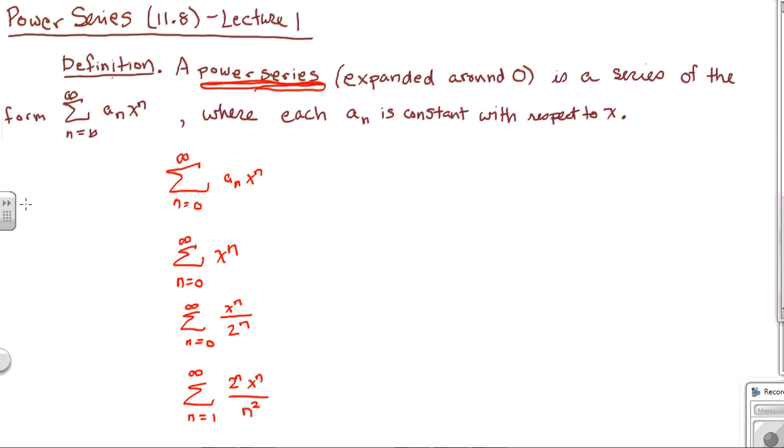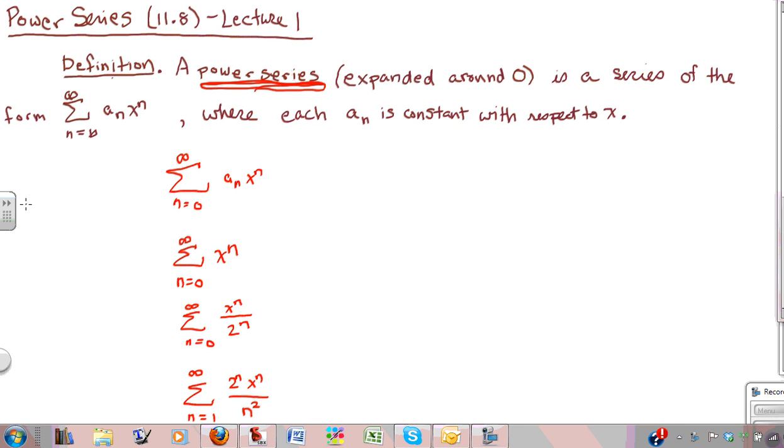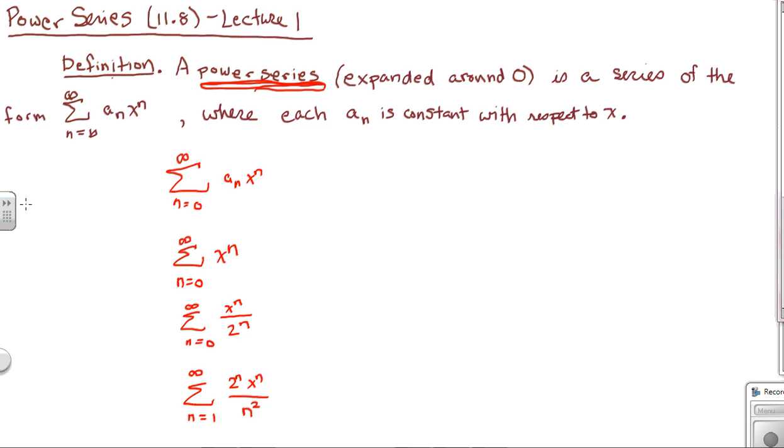So we're on to section 11.8 from our book Stewart Calculus. For those of you just tuning in, this is a series of lectures I'm making for my Calc II class. We're towards the end of the semester, so if you haven't been sitting in on Calc II with me all semester, you may not follow this too well. But we're on to power series.